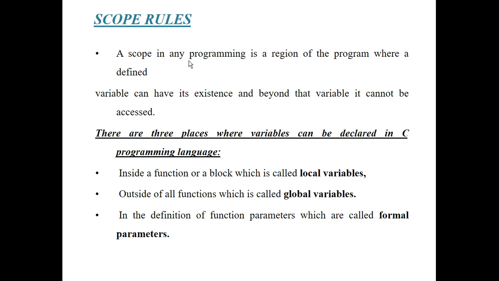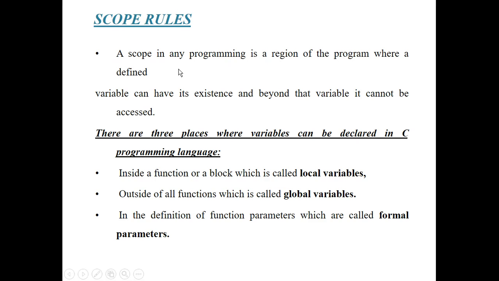Here I have written some points. First of all, let's clearly understand these points. Then only you can understand what the scope is and how the scope works in the C programming language. Here I have written a scope. First of all, here I am writing the first point. A scope in any programming language is a region of the program where it is defined.